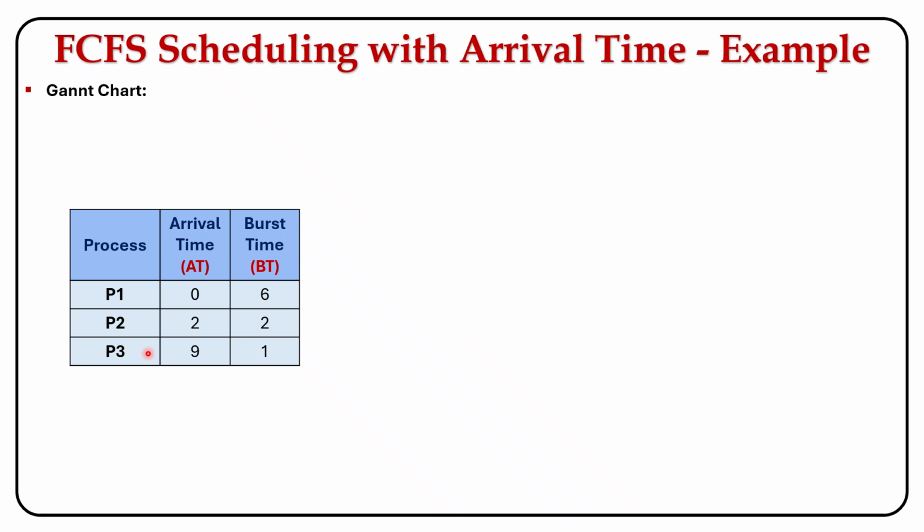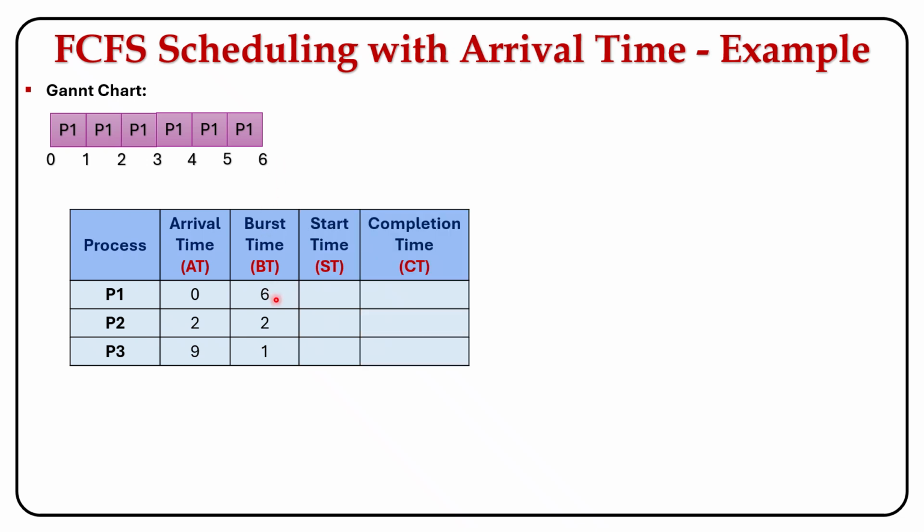Let's draw the Gantt chart first and simultaneously let's calculate start time and completion time for each process. Fine. For process P1, the start time is 0 and the burst time is 6. So let's start running from 0, then 1, 2, 3, 4, 5 and it completes by 6. Therefore, the start time for the process P1 is 0 and the completion time for the process P1 is 6.